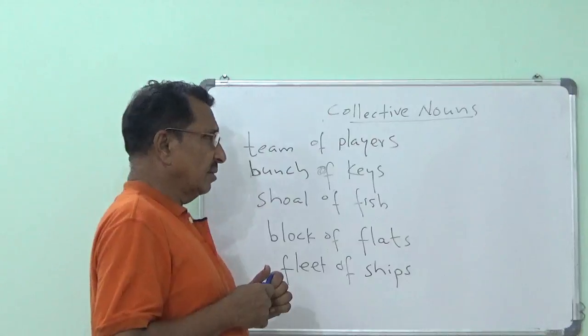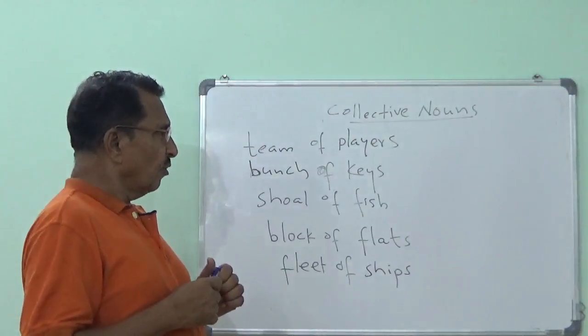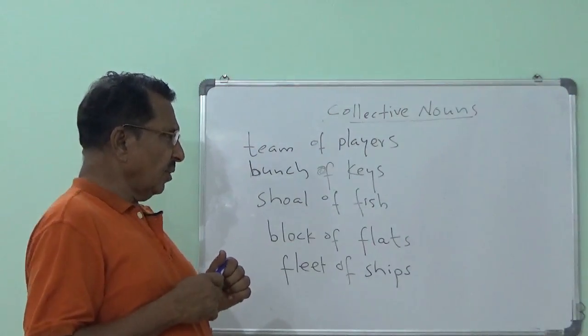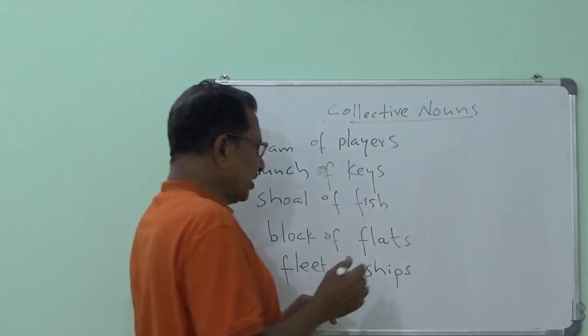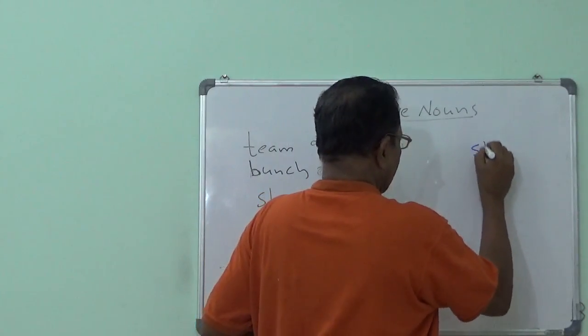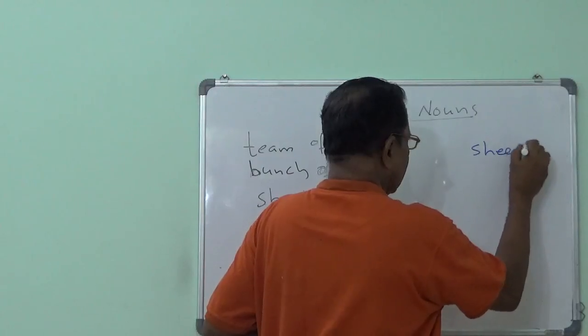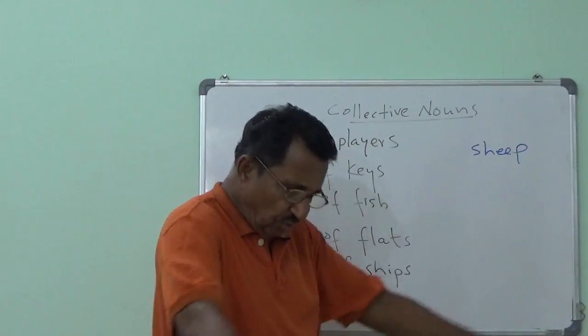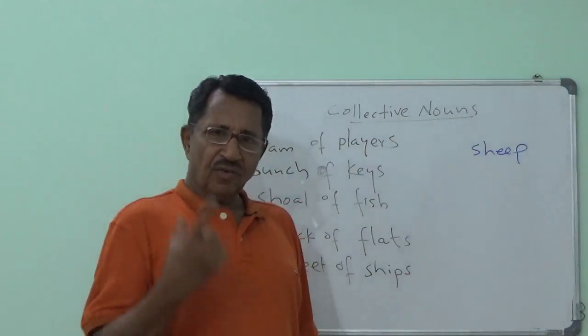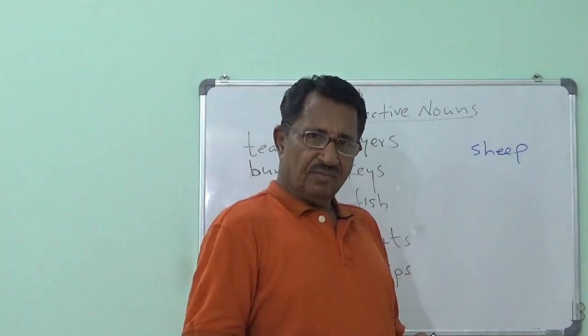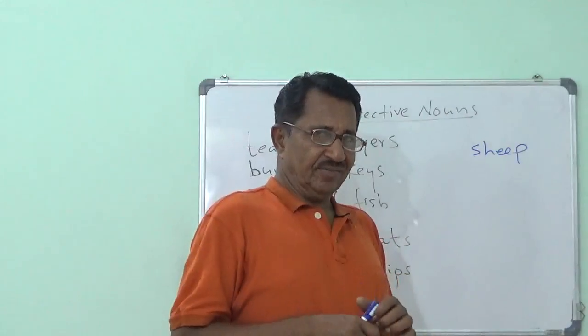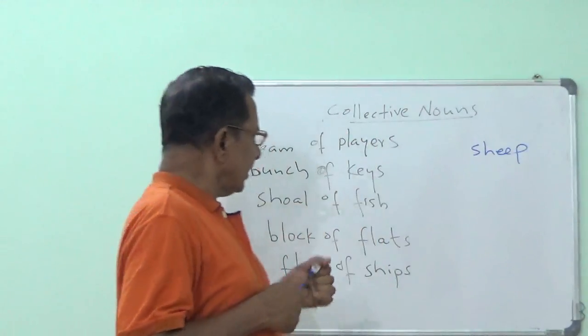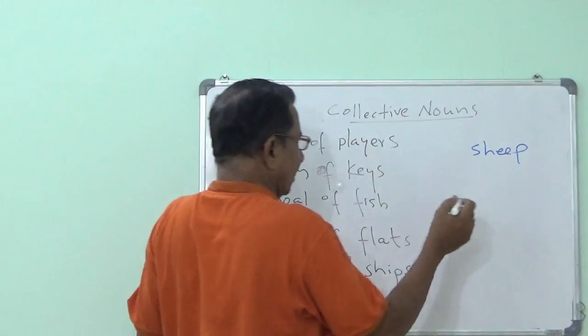So there you are, bunch of keys. Fleet of ships. And then you have come across sheep. Sheep moving together. Have you seen sheep grazing, eating grass and moving in a group like this? Not one by one, of course. So, same kind. So there is a collective name for that, a collective noun for that.